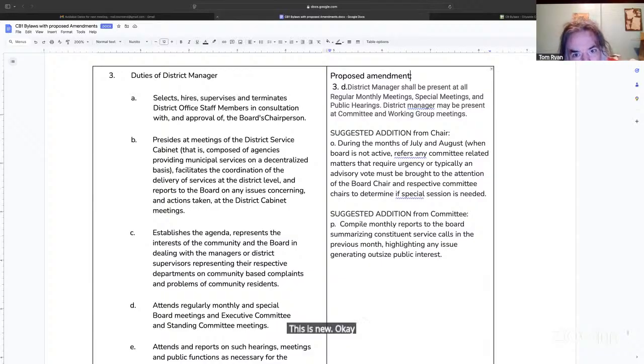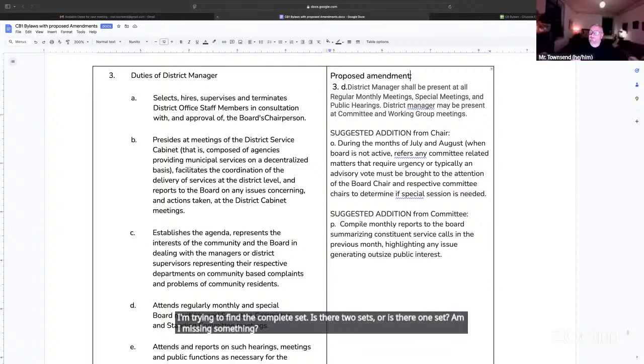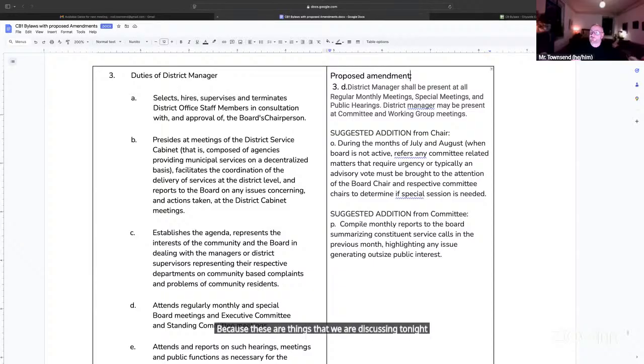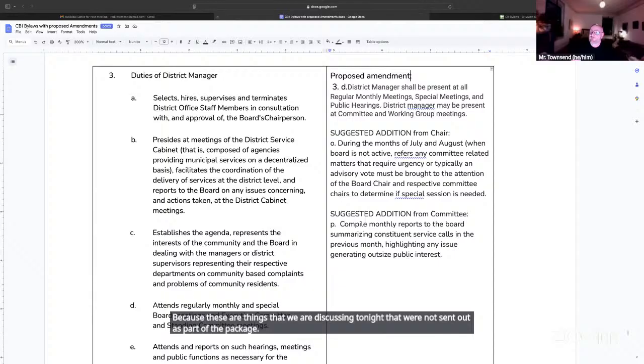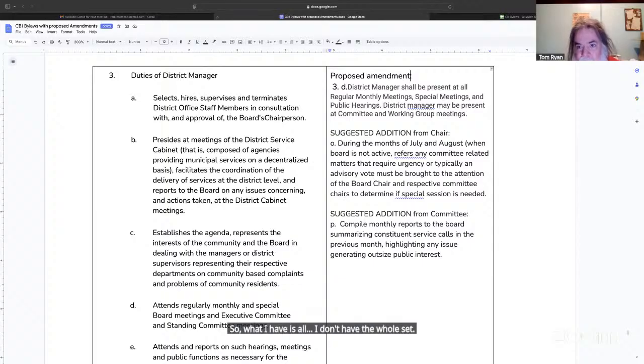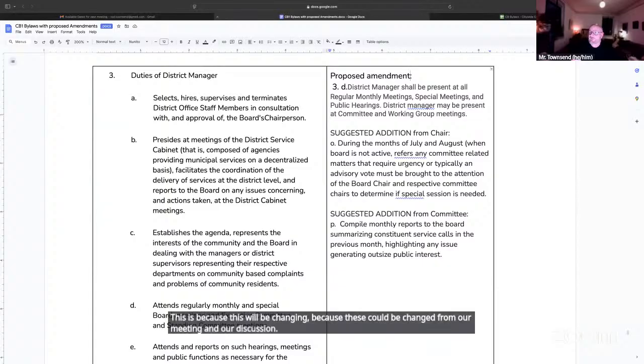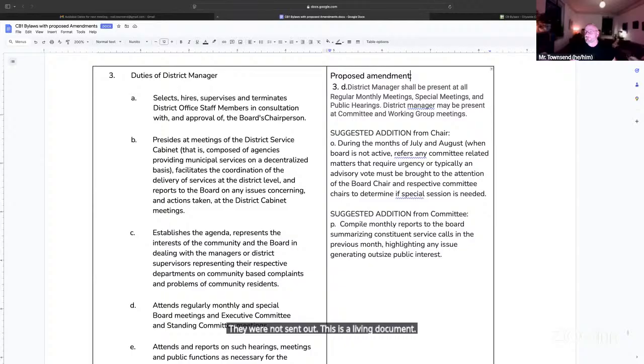What I'm saying is I'm going to print the bylaws. I have 51 pages and I printed it from today's friendly reminder. I only have up to Article 11. I'm trying to find the complete set. Is there two sets or is there one set? Am I missing something? Because these are things that we are discussing tonight, they were not sent out as part of the package. What was in the package was what we had discussed previously. Because this will be changing, because these could be changed from our meeting and our discussion, they were not sent out. This is a living document. Ah, okay. I understand that.